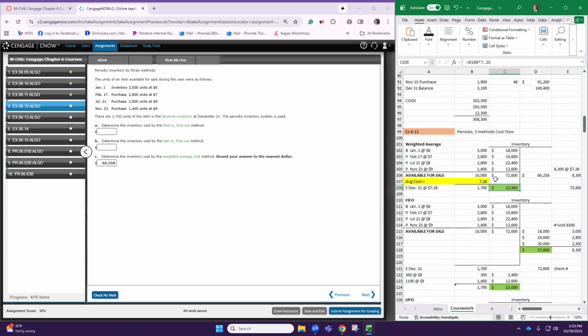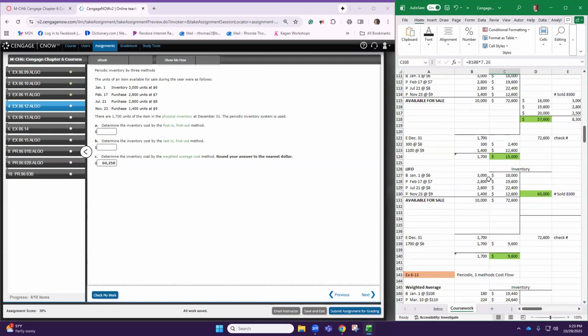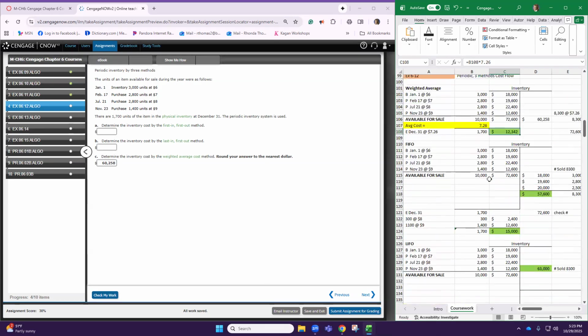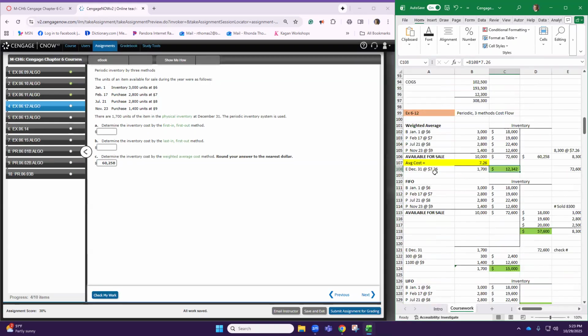Now I went ahead and put down what the value will be in the ending inventory too. I believe, no, they're not the same. That's okay. If they happen to ask, we have 1,700 units at a cost of $7.26. And that means we have an ending inventory of 12,342, but they did not ask that.